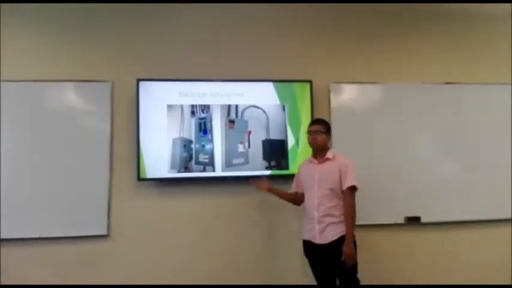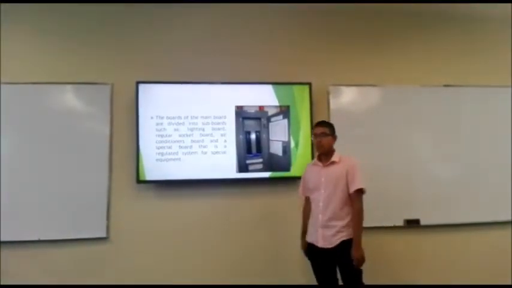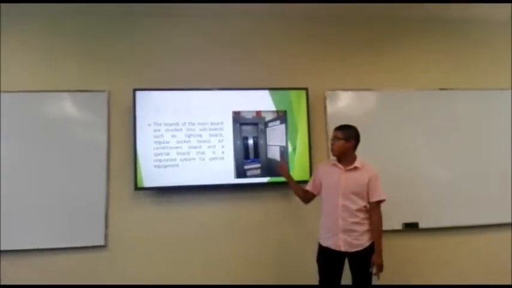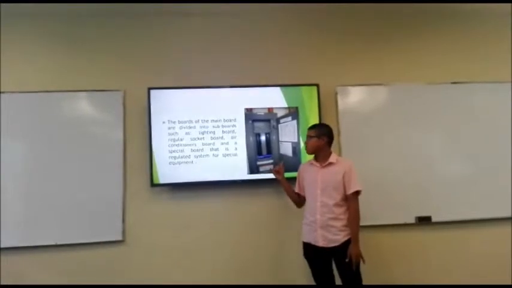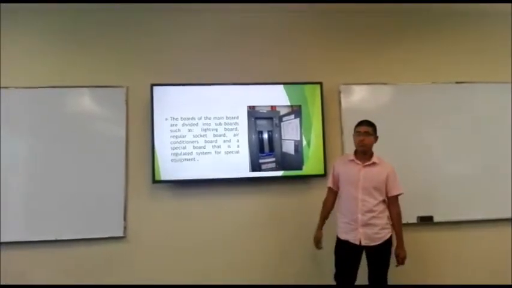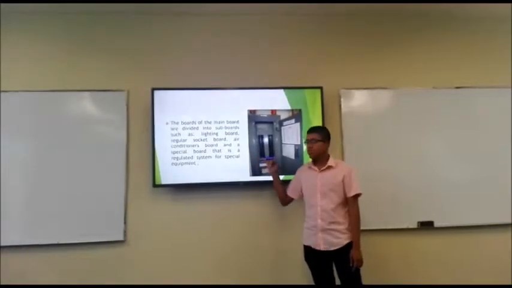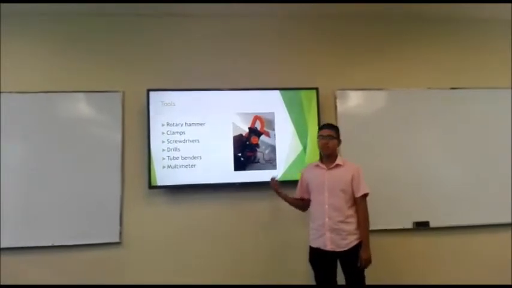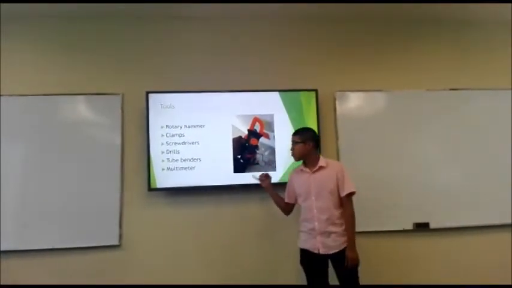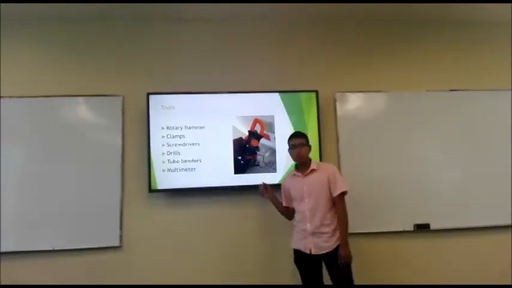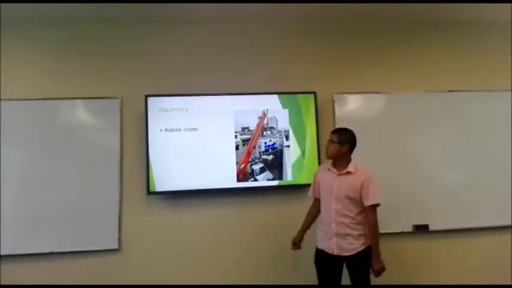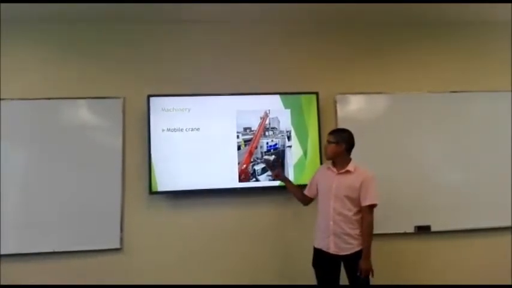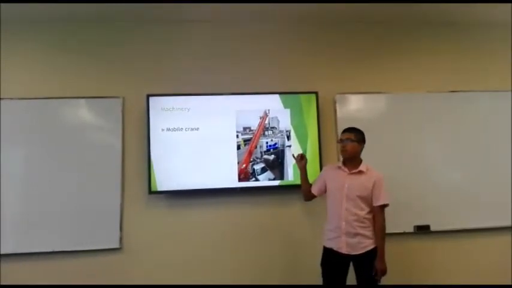Well, the electrical installations. In the electrical installation, there's a main board that is divided into a lighting board, regular board, socket, air conditioner board, and a special board that is used to regulate the system of special equipment. Some of the tools used in the electrical installation are rotary hammer, clamps, screwdrivers, drills, tube benders, and multimeter. The machinery used in the electrical installation is the mobile crane, used to carry the emergency power plant to the roof.